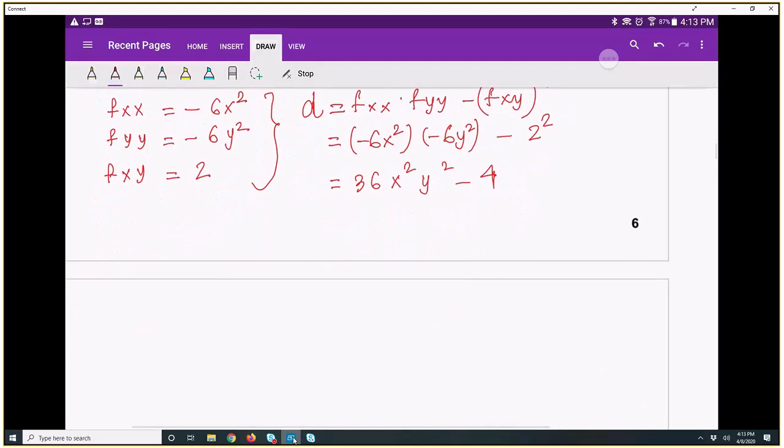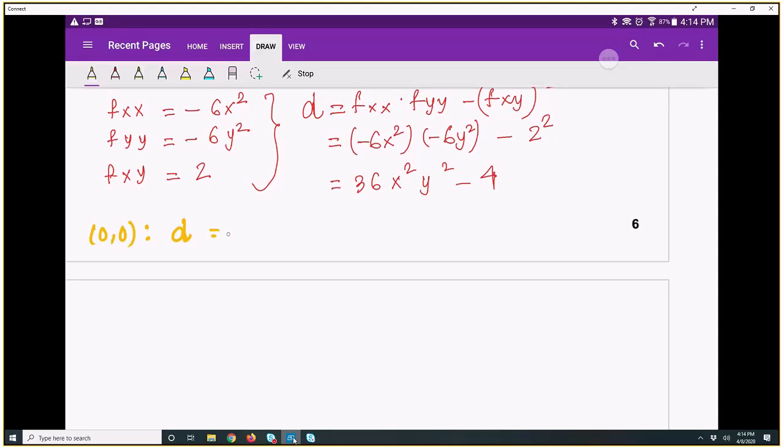So what I do now, I say for my critical point 0, 0, let's test D. So D at this point is going to be 36 times 0 squared times 0 squared minus 4, which is a negative 4, less than 0. So 0, 0 is a saddle point. As soon as you have found it, you are going to find out the value of z.